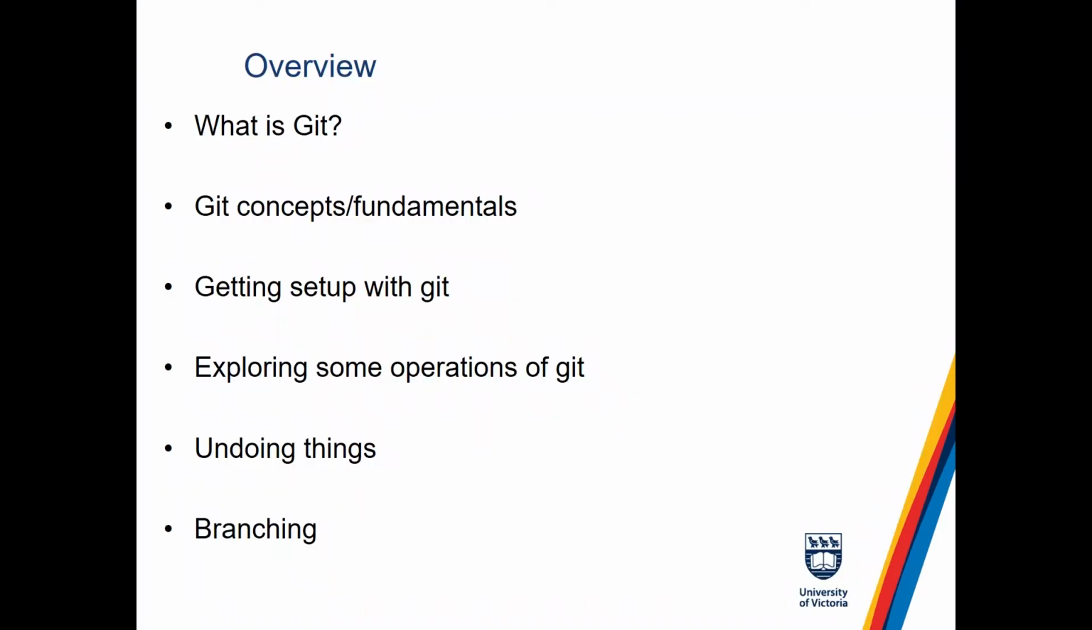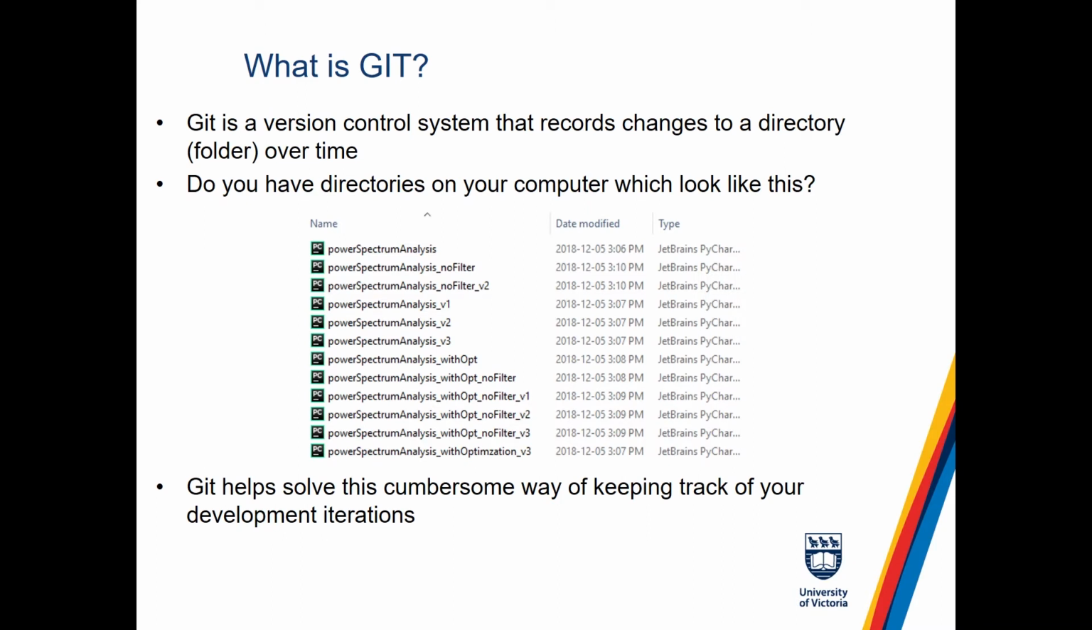So just as an overview, I'm going to talk to you a little bit about what Git is, just in general. I'm going to give you a few concepts and fundamentals of Git that will help you use Git effectively. I'll show you how you can get yourself set up with Git. I'll explore some of the operations. I'll tell you how to use some of the features with Git, which is basically undoing things and branching. There's lots more features, but we won't cover them here today because there's so much available within Git, so I'll cover as much as I can.